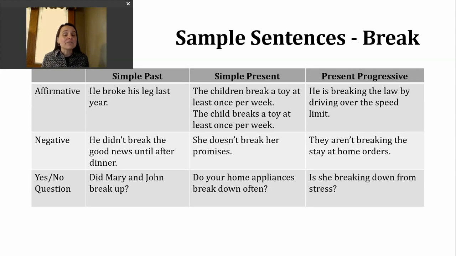Okay? And finally, if we want to make a question in the simple past, we need to change the order. So move did to the front, then we'll have our subject, and then the base verb. Did Mary and John break up? Okay. Next, let's look at the simple present. And in the simple present, we're describing habits, routines, facts.